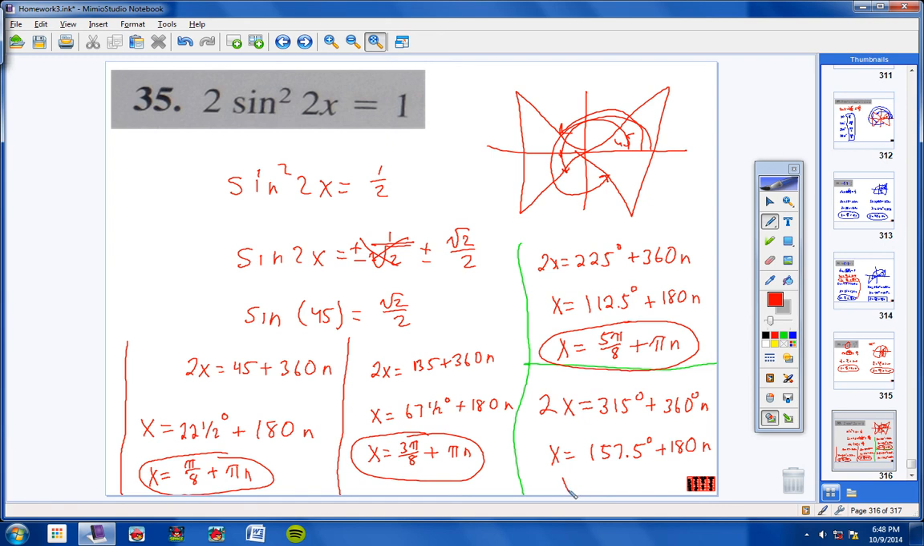We would have x equals 7 pi over 8 plus pi n. Okay, there we go. Alright, guys, I hope you're getting this. Okay, I know some of these can be difficult, so I hope you guys are getting this.